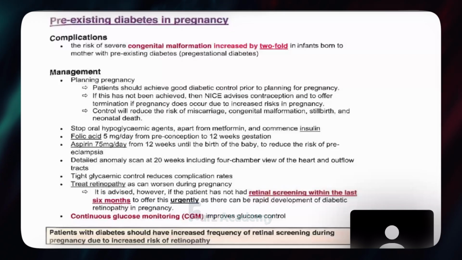If the patient has pre-existing diabetes in pregnancy, then there should be increased frequency of retinal screening. Treat retinopathy as it can worsen in pregnancy. Stop oral hypoglycemic agents. Folic acid should be given. Aspirin should be given.